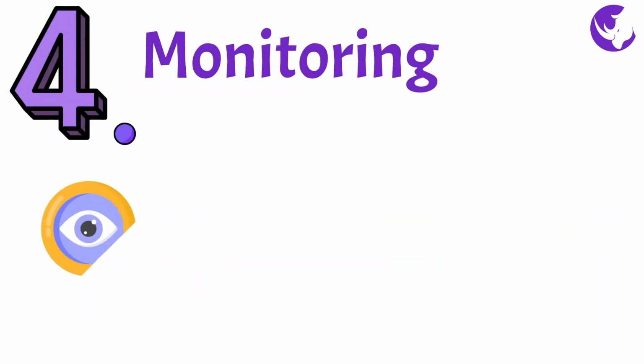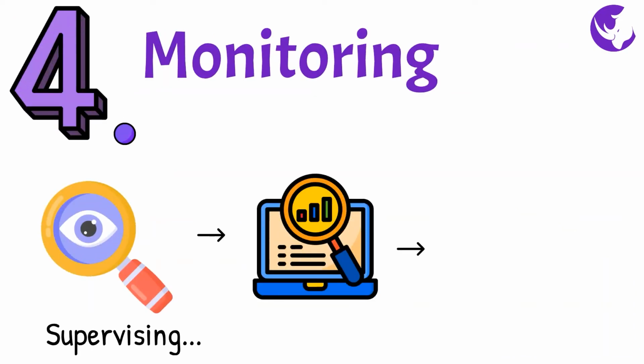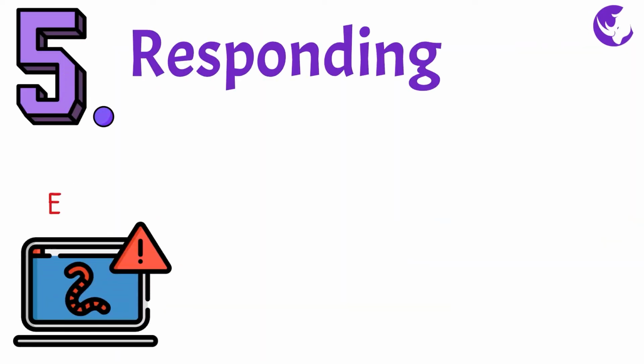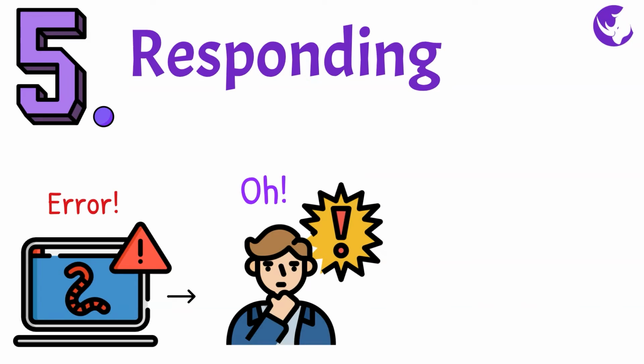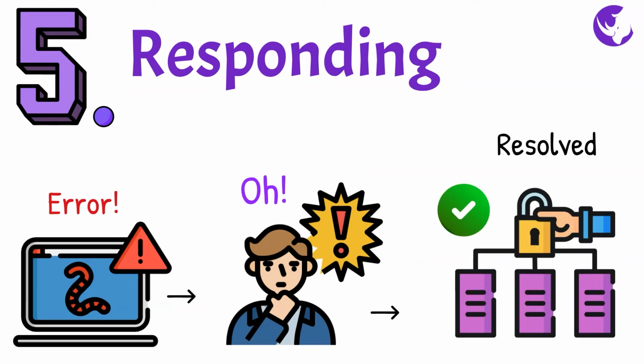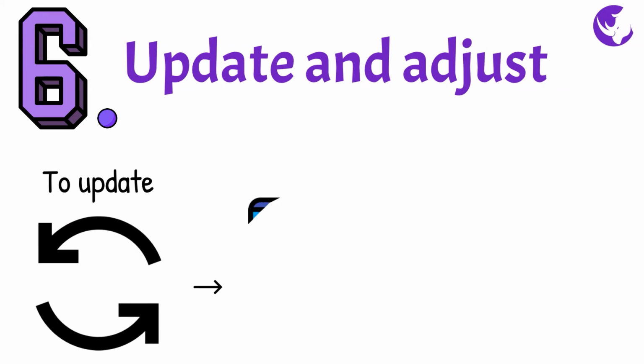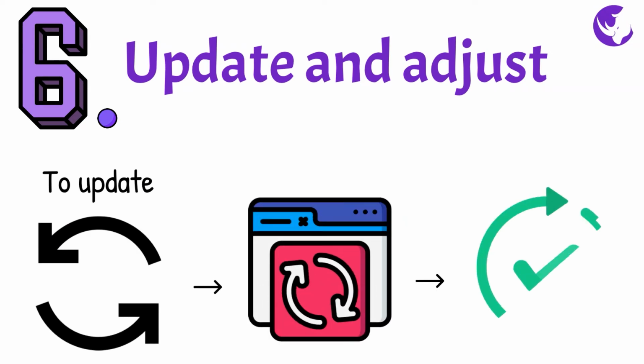Number 4. Monitoring your safeguards and assets to prevent or manage security breaches. Number 5. Responding to cybersecurity issues as they occur, such as an attempt to break into business systems. And number 6. Updating and adjusting safeguards as needed in response to changes in assets, threats, and risks.